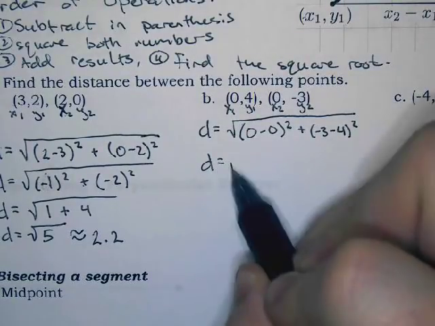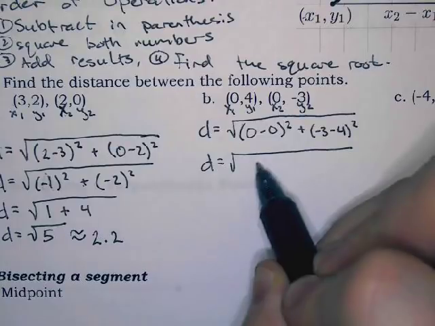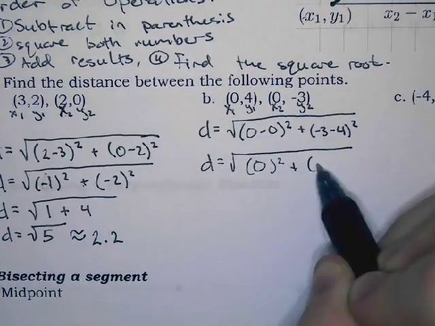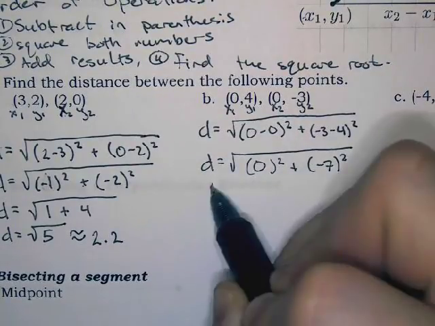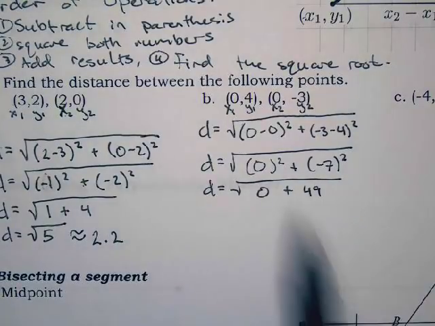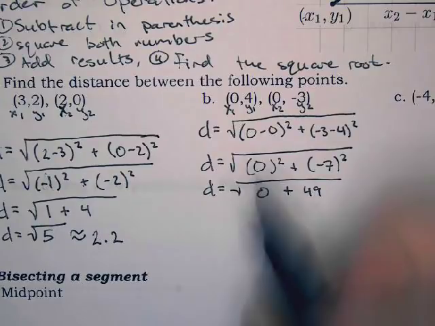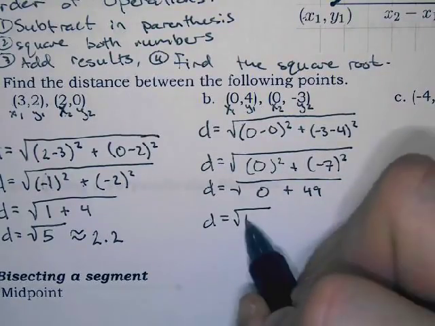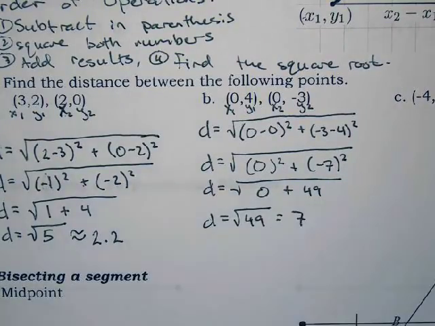So distance is equal to, simplifying my parentheses, I have 0 squared plus negative 7 squared. So I have distance is equal to the square root of 0 plus 49. 0 squared is 0, negative 7 squared is positive 49. Distance is equal to the square root of 49, which is equal to 7.